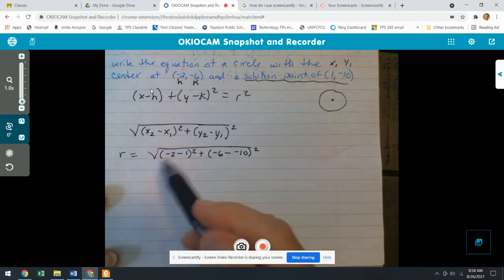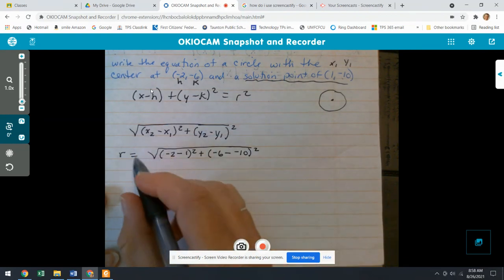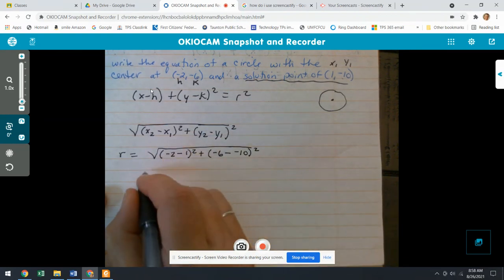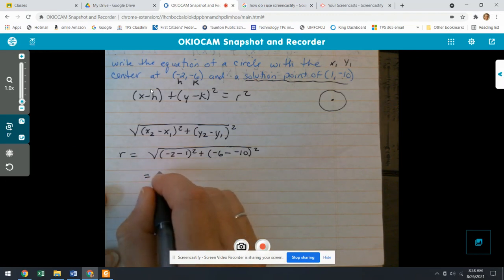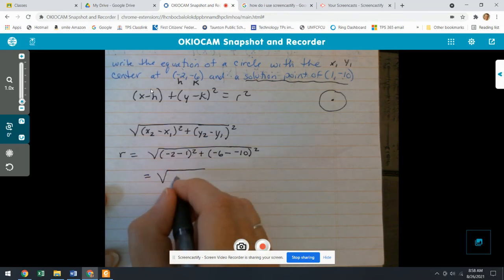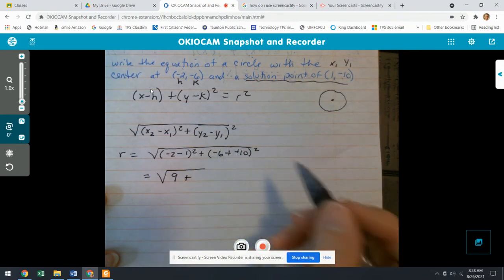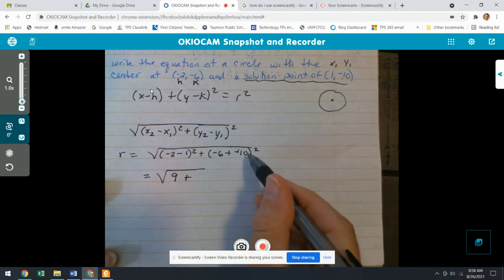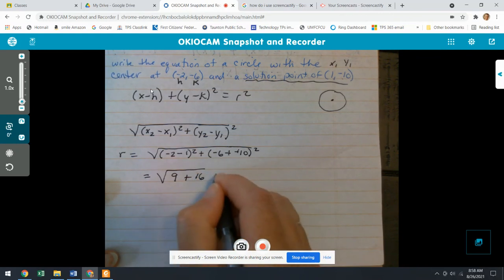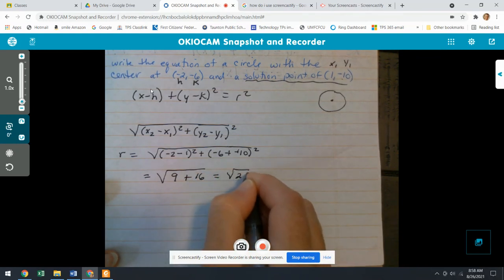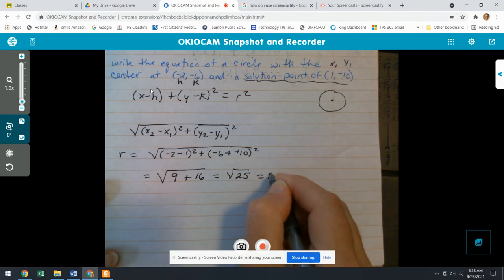And now it's just arithmetic, honestly. And start from the inside out, right? -2 minus 1 is -3. And -3 squared is 9. -6, remember, that turns to plus a positive. That's going to be +4 squared, which is 16. And our radius is equal to 5.